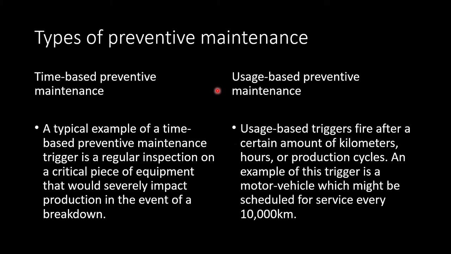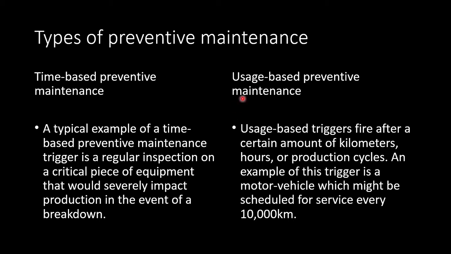So there are different types of preventive maintenance. One is time-based preventive maintenance, like the example that I told you in a car. So what happens here, if you have a delivery company, it's a bad idea that you have vans that break down. So the idea is that you perform inspections of critical pieces of the equipment, especially if they can impact the production if they break down.